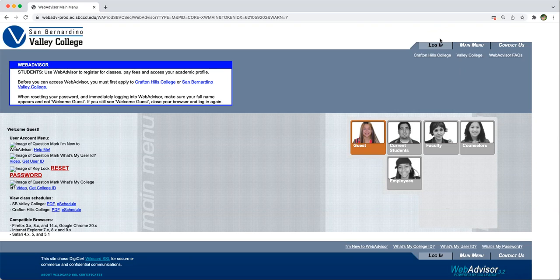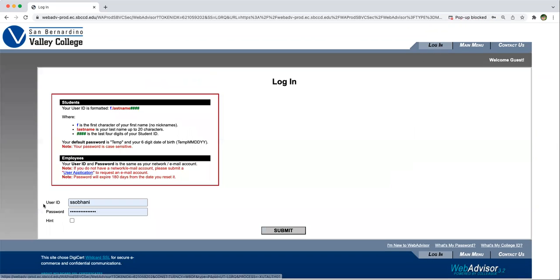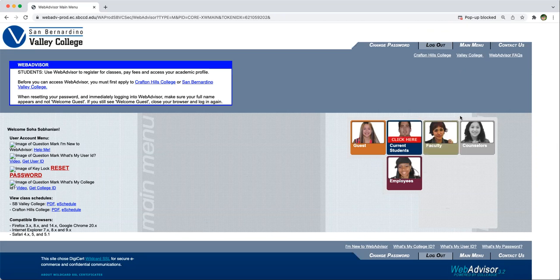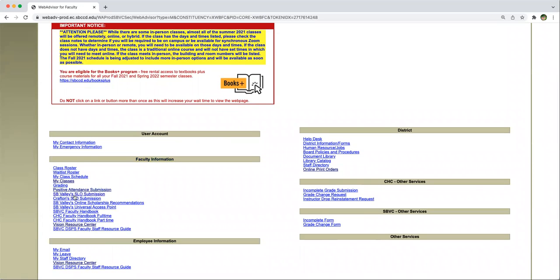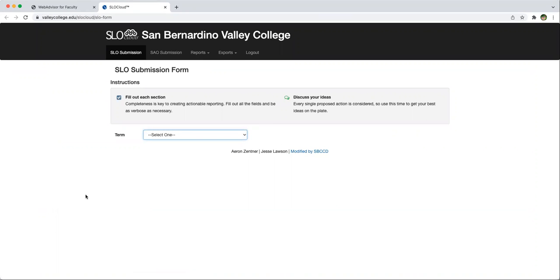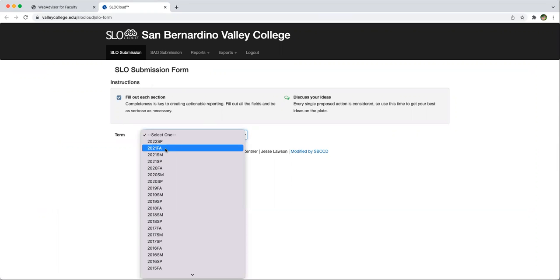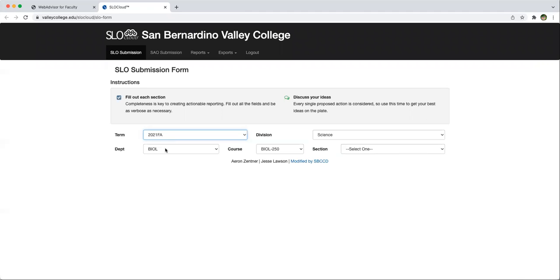So we're going to start by logging into our web advisor, and then go to your faculty tab. And from there, under faculty information, click on SB Valley SLO submission. So it opens a page for you labeled as SLO submission form. Go ahead and select your semester. So for us, it's fall 21. Then it would fill up the rest of the information based on the login that you already have. The only thing you need to select at this point is the section that you are teaching.